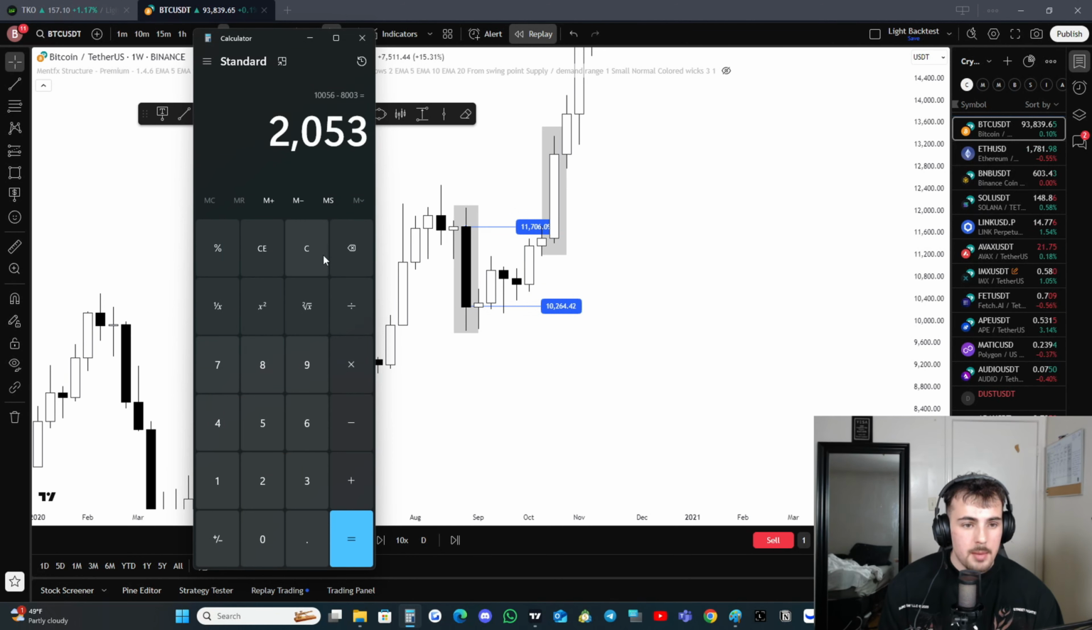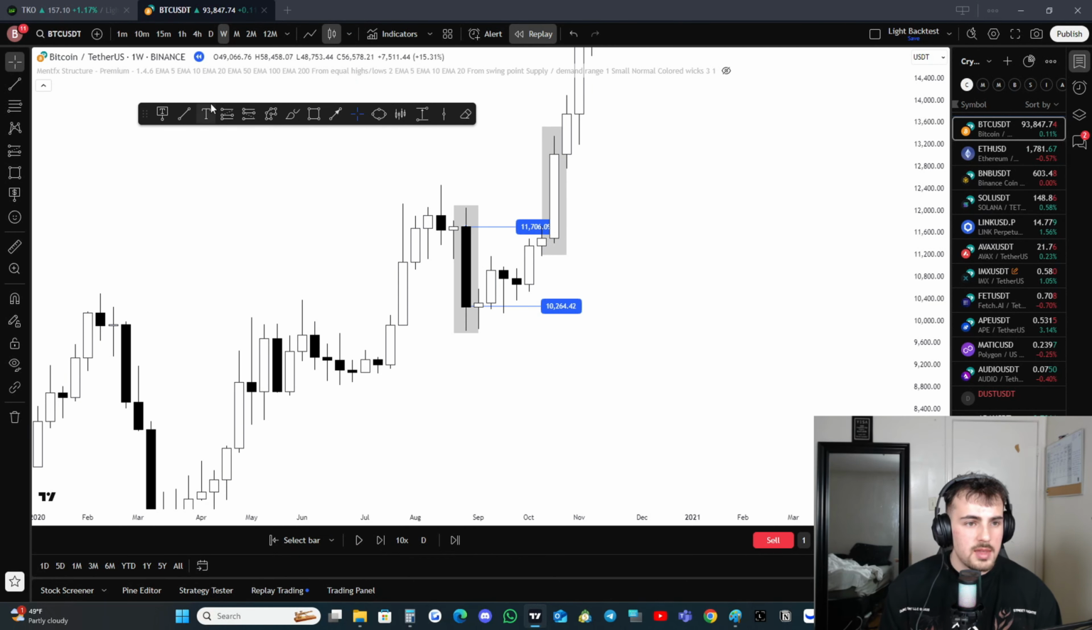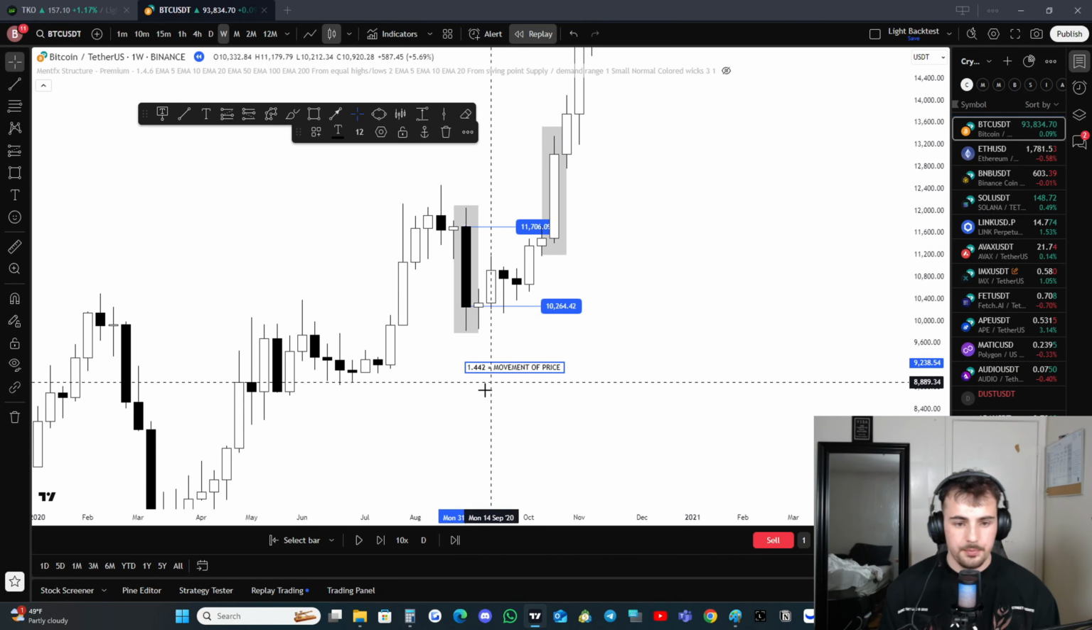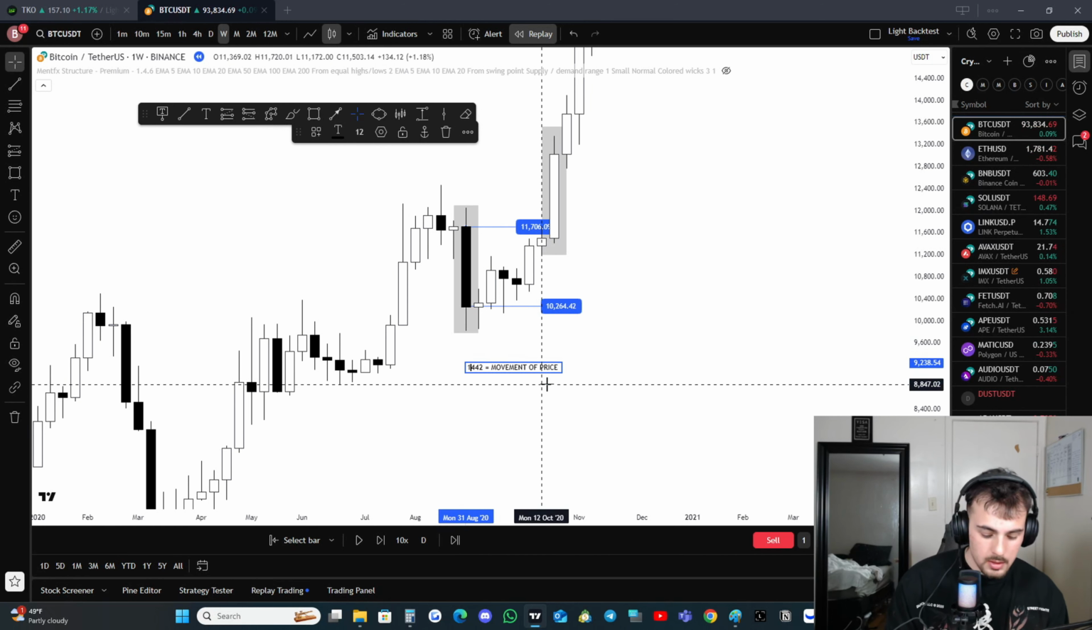So top number subtracted by the bottom number, 11,706 minus 10,264. This candlestick had a price movement of $1,442. So $1,442 equals the movement of price. Okay, let me put a comma there.